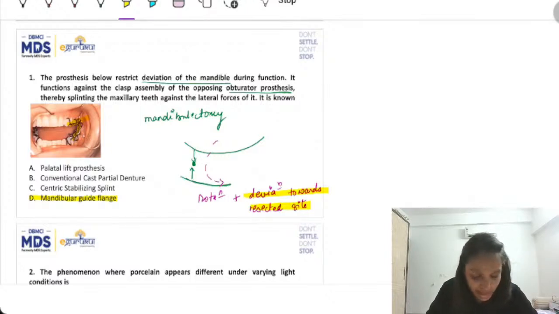All other prostheses, palatal lift prosthesis, where is it used? Can anyone tell me where the palatal lift prosthesis is used? Quickly, quickly, students, can you tell me?